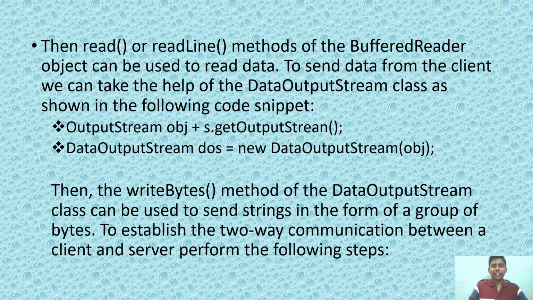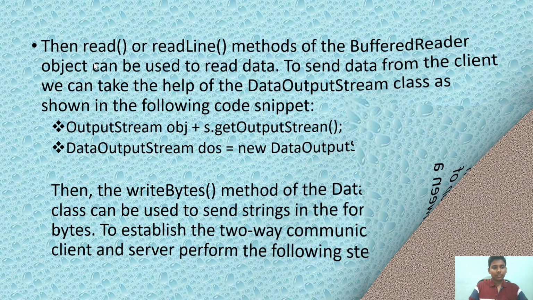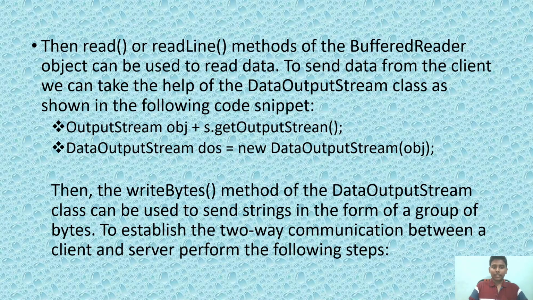Then the read and readLine methods of the BufferedReader object can be used to read data. To send data from the client, we can take the help of the DataOutputStream class. You can see the syntax below. Then to write the bytes, the writeBytes method of the DataOutputStream class can be used to send a string in the form of a group of bytes. To establish the two-way communication between a client and server program, follow these steps.